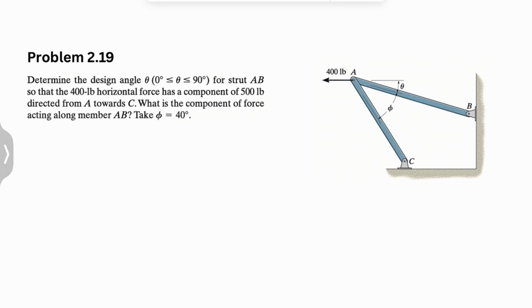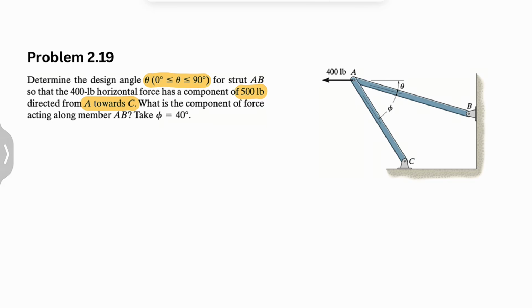Alright guys, welcome back. We have another question from the second chapter of engineering mechanics statics, and we need to determine the design angle theta, which we know should be between 0 to 90 degrees for strut AB, so that the 400 horizontal force has a component of 500 pounds directed from A towards C.